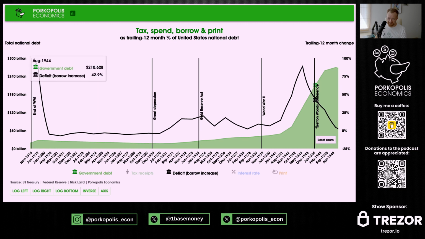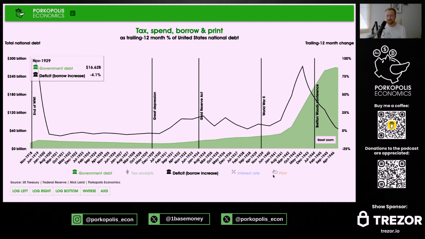Here, the rate of increase is falling, but it's still increasing. That's why this spike is lower. But you see that at the peak, we increased the debt 88%. We still increased it as the line goes down, but this is trailing 12 months. Okay, so we're increasing it, 70%, 56%, so on and so forth.